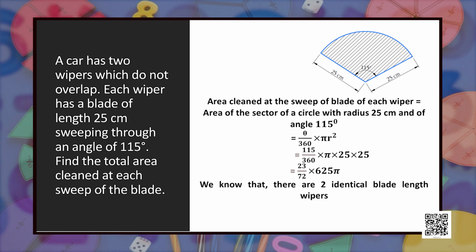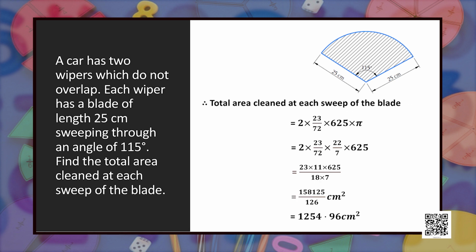Area cleaned will be the area of the sector of the circle with radius 25 centimeter and theta as 115 degree. We know the formula as theta by 360 degree multiplied by pi r square. Substituting the value of theta as 115, we have r as 25 into 25. The value will be 23 by 72 into 625 pi. We know that there are 2 identical wipers. So, the total area will be 2 into 23 by 72 into 625 into pi.